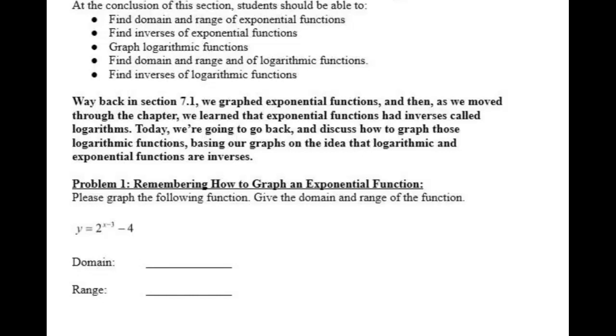So way back in 7.1, we graphed exponential functions, and then we moved through the chapter. We learned that exponential functions have inverses called logarithms. So remember, inverses undo each other just like multiplication and division. Today, we're going to go back and discuss how to graph those logarithmic functions based on the idea that the logarithmic and the exponential functions are inverses.